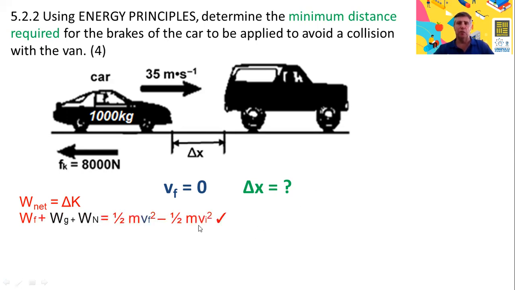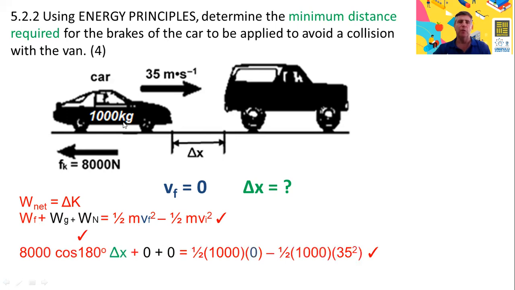Now, in this case, just to be complete, for the net work we've put the work done by friction on the car. We've also put the work done by gravity and by the normal force, although those are both going to be simply 0 because there's no movement in the vertical direction. So gravity and normal will be 0. And for the change in kinetic energy, the final velocity is just 0, so that term is going to be 0, and we subtract the initial kinetic energy based on 35. So again, make sure you're aware where all these numbers come from.